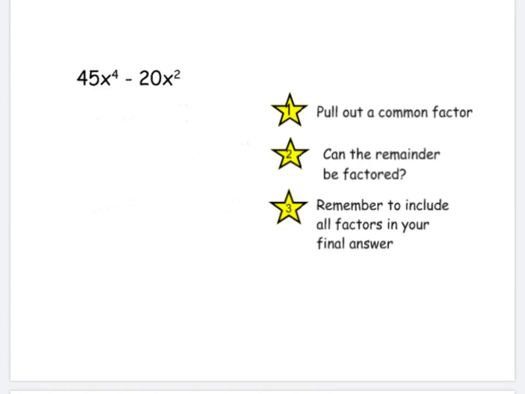One more example. If we look at this one, 45x to the fourth minus 20x squared, I want to pull out a common factor. The common factor I can take out would be 5x squared. Then I'm left with 5x squared out of 45x to the fourth, which would be 9x squared, because it's the fourth power. And then minus, if I take 5x squared out of 20x squared, that would give me 4.